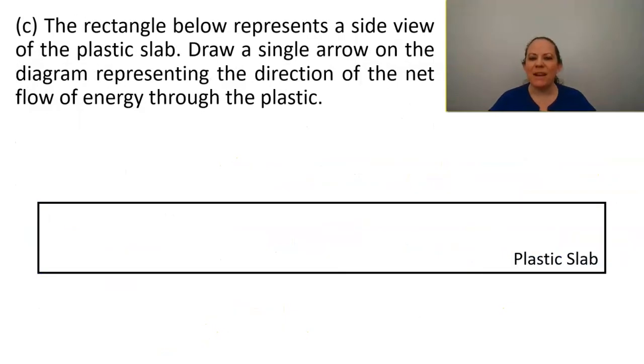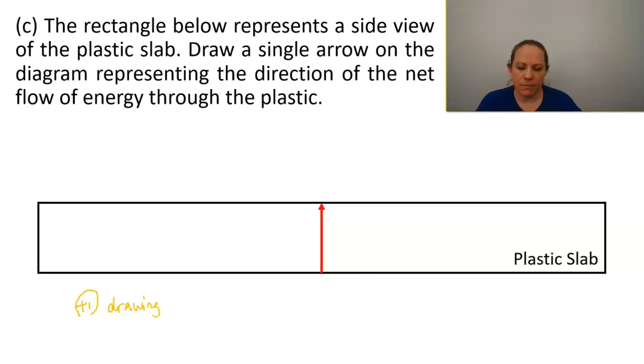Part C, the rectangle below represents a side view of the plastic slab. Draw a single arrow on the diagram representing the direction of the net flow of energy through the plastic. Well, energy flows from hot to cold. So bottom to top. And our point here is going to be for drawing an arrow toward the top of the page.